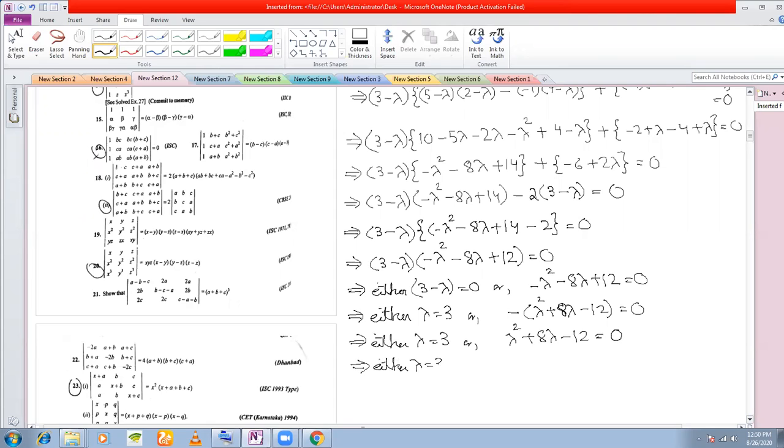Either lambda is equal to 3 or lambda square plus 8. What are the factors? 6 into 2. 3 and 4 will not give you. 6 and 2 will not give you. So have I made any sign mistake? There should be a minus sign here. Minus 8 lambda plus 12.